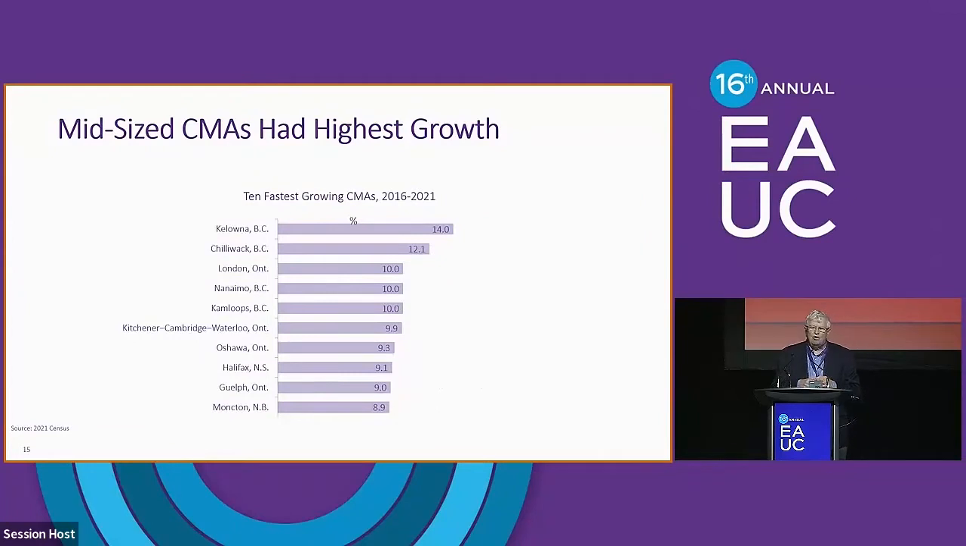So where is the growth occurring if it's not in the big six? Here you can see the 10 census metropolitan areas that were the most rapidly growing. 4 out of the top 5 are in BC: Kelowna, Chilliwack, Nanaimo, and Kamloops. And you can see some in Southern Ontario, London, Kitchener, Guelph, all growing fairly rapidly, and 2 areas in the Maritime provinces, Halifax and Moncton. So a very different picture than we've been used to in earlier years when we would have seen Calgary and Edmonton, Toronto up there.